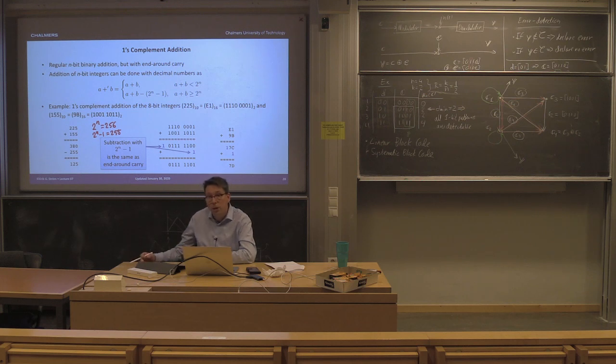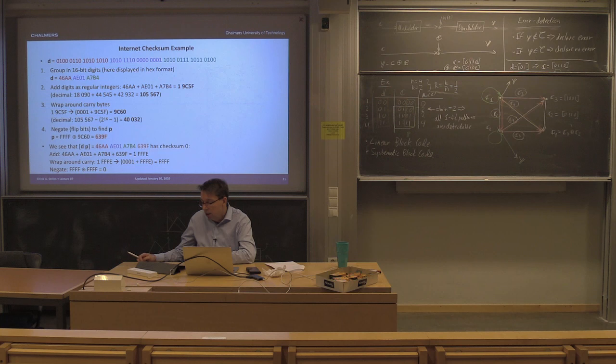Okay. So that's about the internet checksum. And here's an example of how to do that. Okay, let's do it. So here is the data. We split it into groups of 16 bits. So we have the red bits, the blue bits, and the green bits. We group them into 16-bit integers, and then instead of writing a lot of ones and zeros, let's put them just in hexadecimal like this. So 46AA are these bits, and so forth.